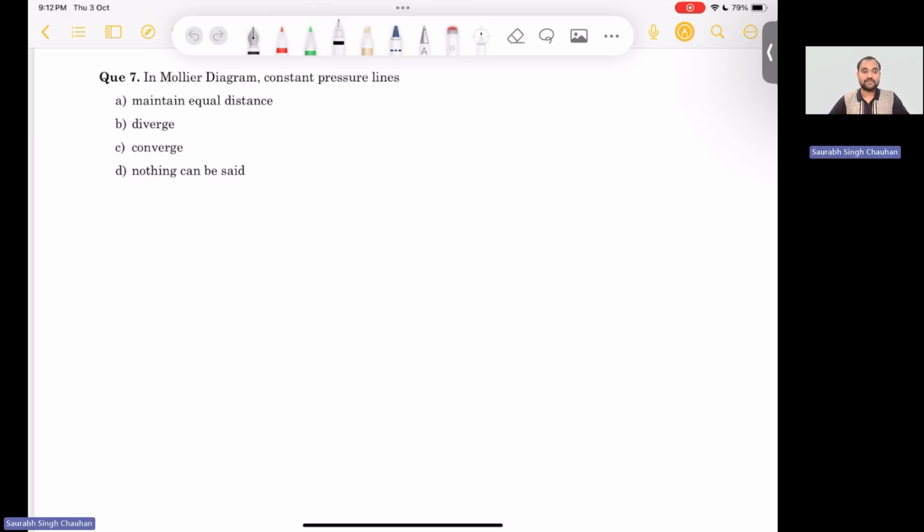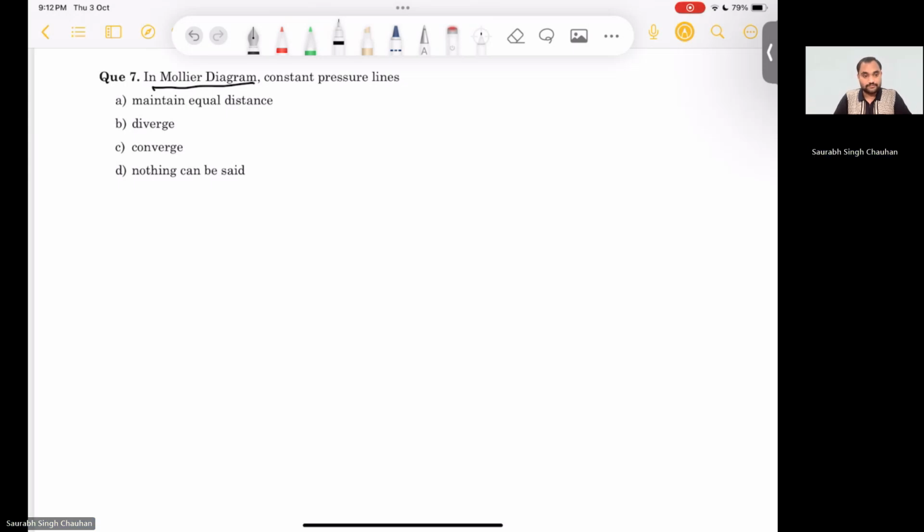Question 7 is about the Mollier diagram. You might have studied about Mollier diagrams. These are very important when you are solving some numerical questions. Many times you'll have to refer to Mollier diagrams to get the properties of steam, right? So in a Mollier diagram, what happens to constant pressure lines? Do they diverge or converge, or do they maintain equal distance, or are they just random?